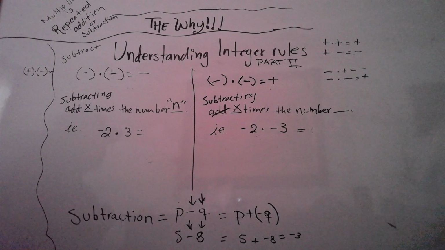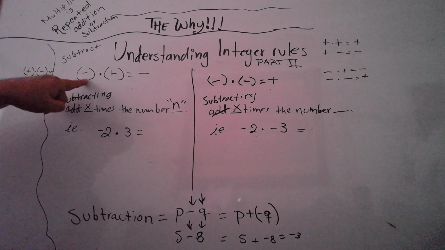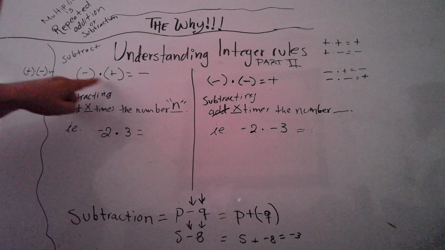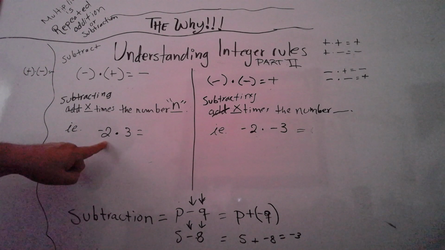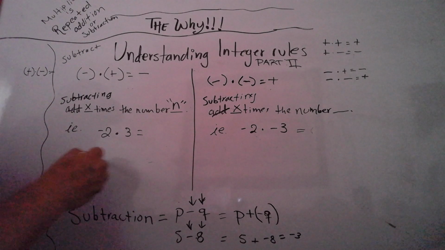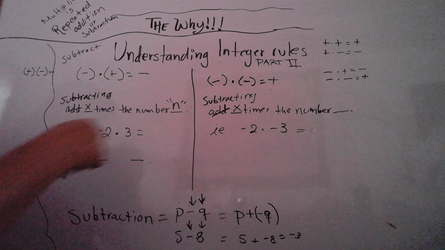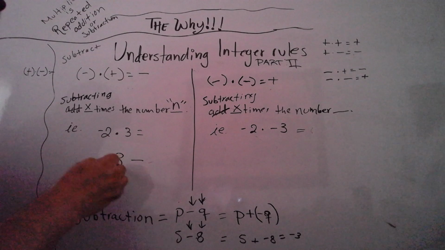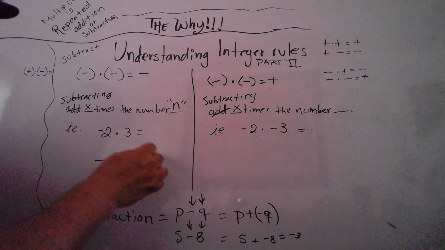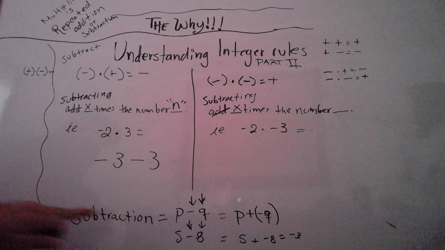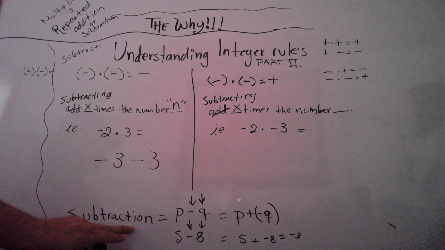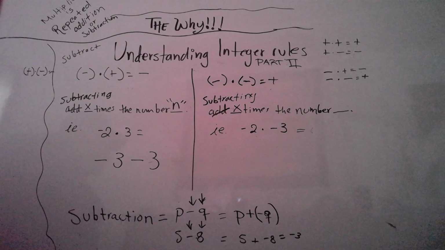So let's try with our example. This is repeated subtraction of this number. I'm going to do this subtraction 2 times. So it's going to be 1, 2 times, and it's the number 3. Minus 3, minus 3.